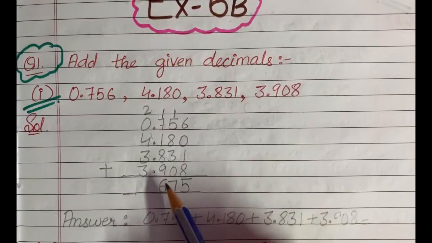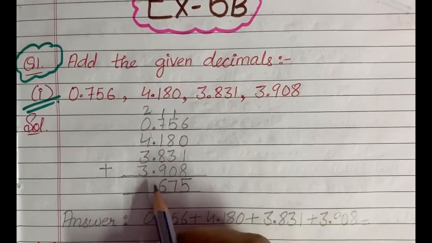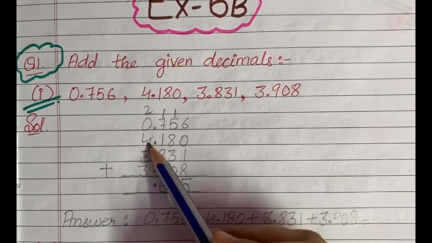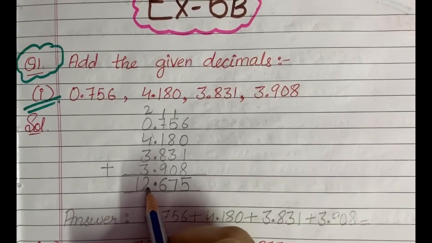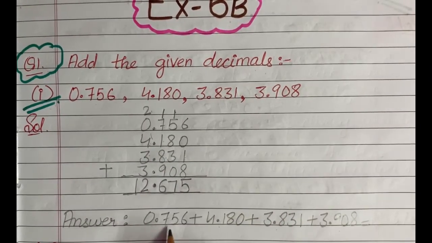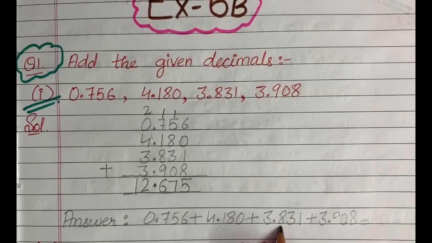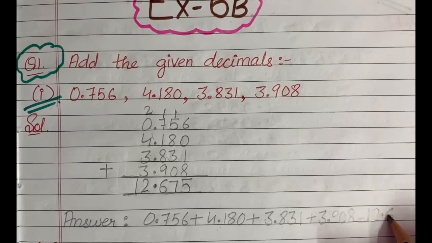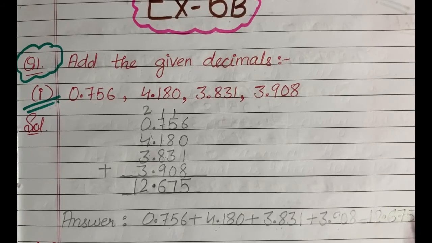And now students, since we keep the decimal point at the same place as in the addends, here the decimal point will come. Then 2 plus 0, 2, 2 plus 4, 6, 6 plus 3, 9, 9 plus 3, 12. So students, on adding 0.756, 4.180, 3.831 and 3.908, we will get 12.675 as the answer. Hopefully it is clear to you.